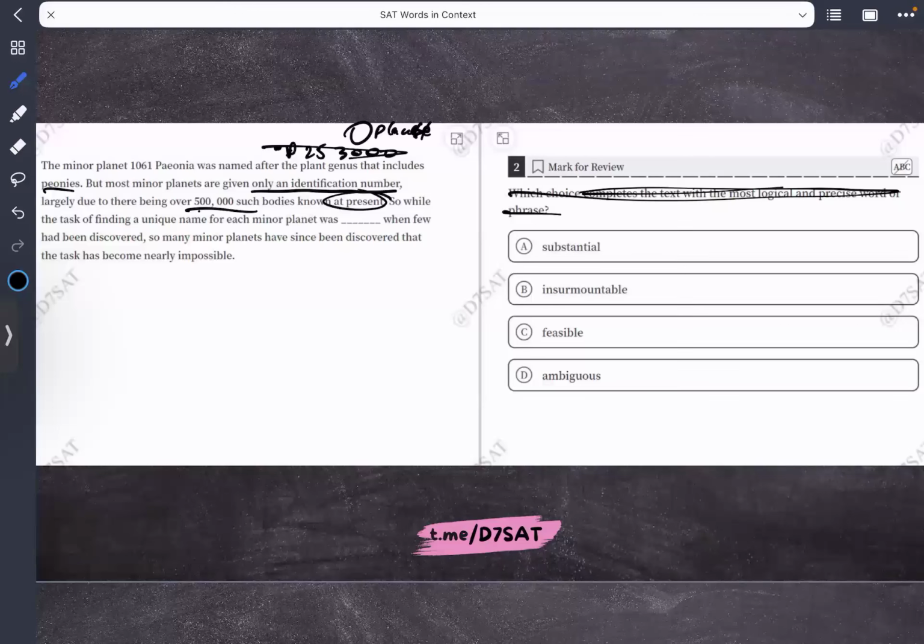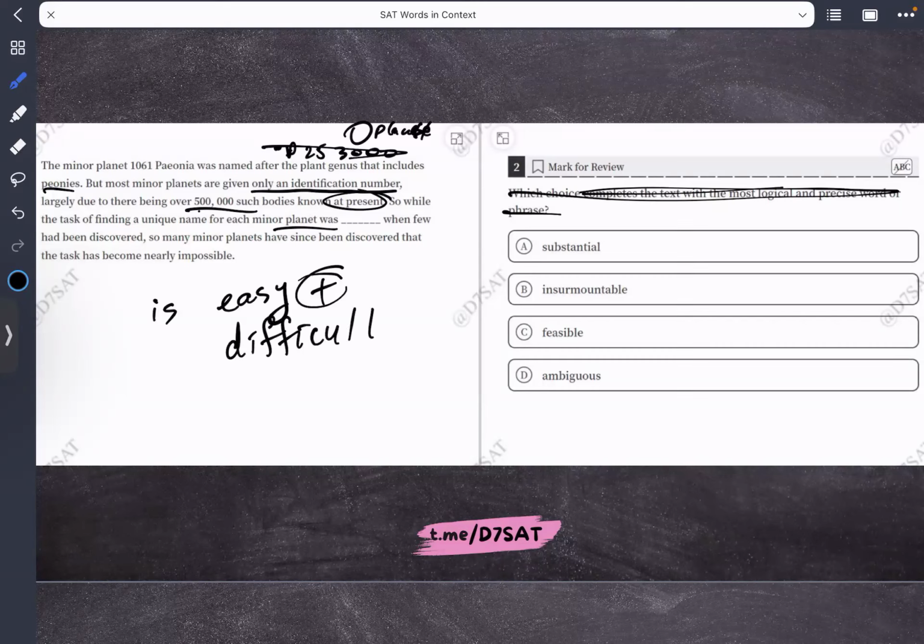So while the task of finding a unique name for each minor planet was one when few had been discovered. Right now, without looking at the options, I can have my guess answer. So the task of finding maybe is easy. If it's easy, this is a positive idea. If it's difficult, this one is a negative idea. So I cannot know whether it's easy or difficult just by looking at here, but by looking at the other side of the text.